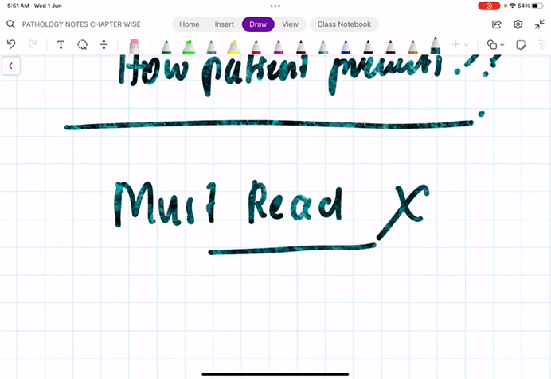For example, in cell injury, you should know apoptosis, necroptosis, pyroptosis, ferroptosis. All of these you should know. Inflammation: acute inflammation is a standard. Earlier they used to say, explain in detail the events of acute inflammation.